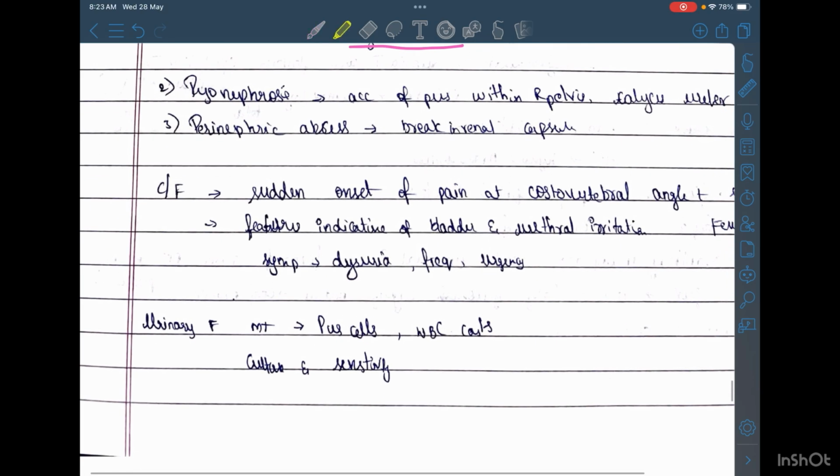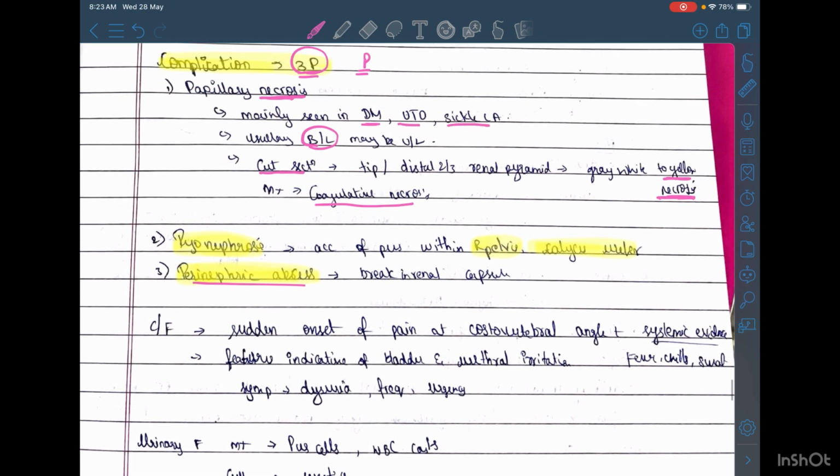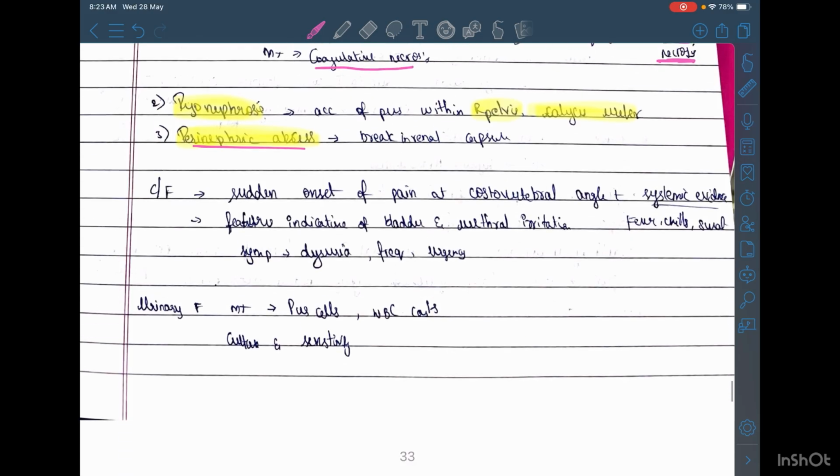Then the next one is pyonephrosis, which is nothing but accumulation of pus within the renal pelvis, calyces and the ureter. Next, the renal capsule will break, which causes spread to a perinephric abscess. So there will be papillary necrosis, pyonephrosis and perinephric abscess.